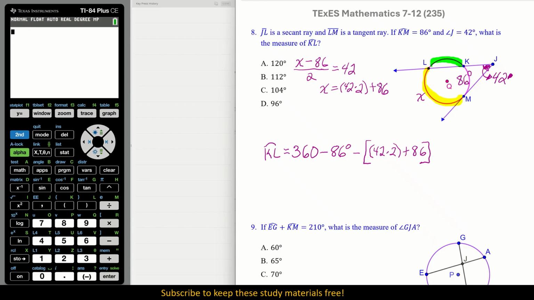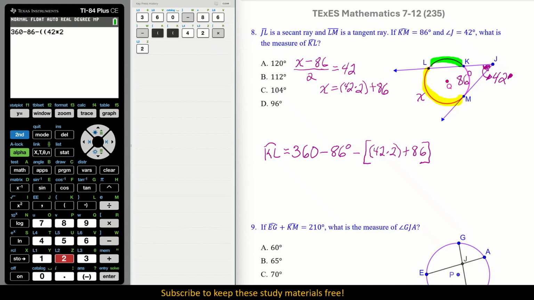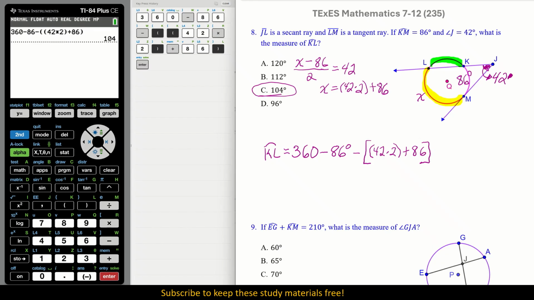It won't hurt anything. So we have 360 minus 86 minus double parentheses 42 times 2, close the parentheses, and then add the 86, close it. Yes, I could have distributed my negative, but if you know you have a good format you can put in your calculator, why not do it so you see it and there are no mistakes made? You press enter, and we have option C.